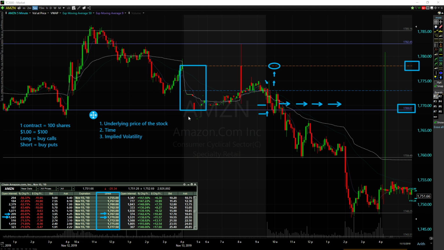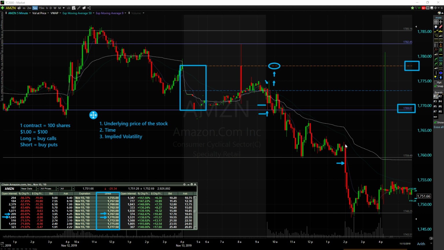And then the last thing that you really need to understand is implied volatility. The more volatile the stock is, generally speaking, the more return or the more loss you can expect on your position. A good example is what happened here on Amazon. Let me draw this out. Right here in the afternoon on Amazon, it had this huge liquidation break, this absolute huge volatile sell-off.